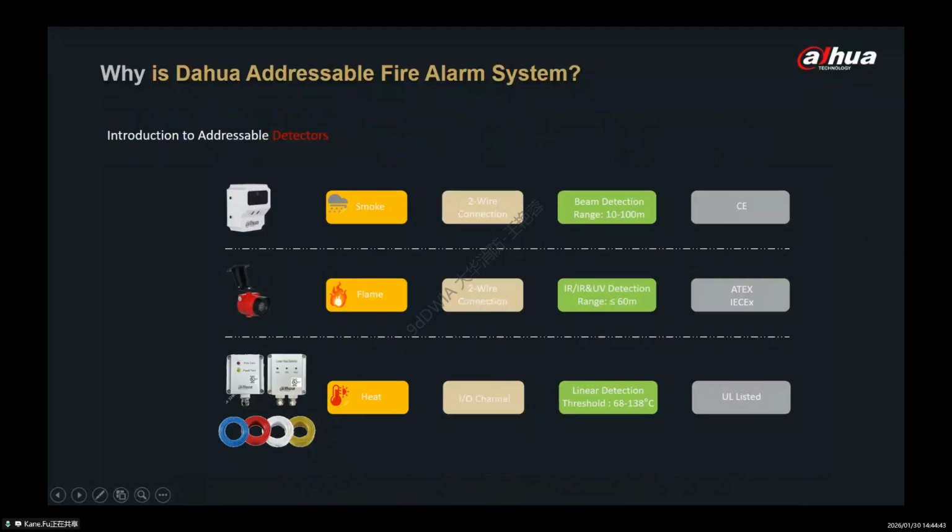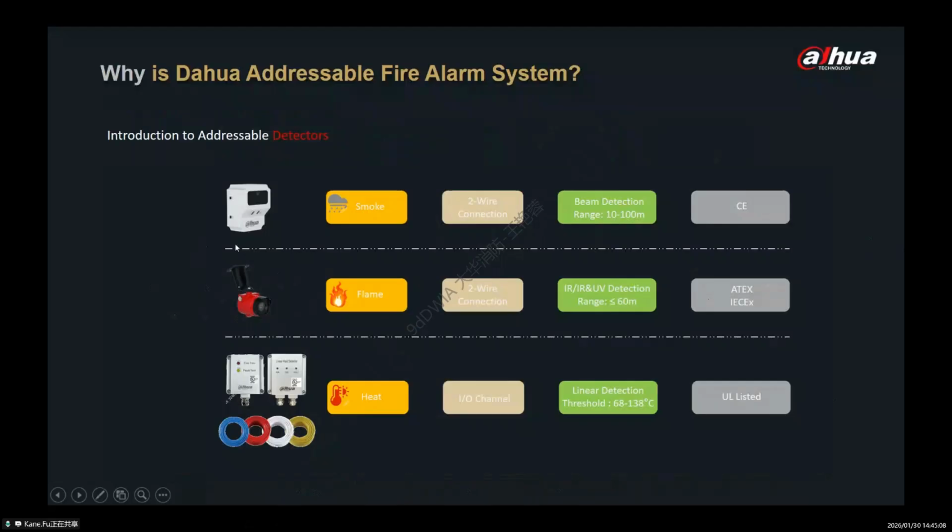Next are some special detectors, like the beam detector. It is used to cover a big space. The installation position can be more than 12 meters high. The range is from 10 to 100 meters of coverage.